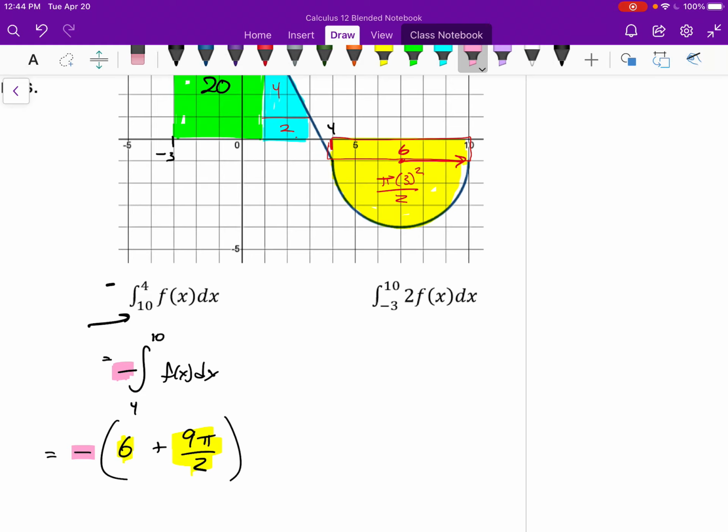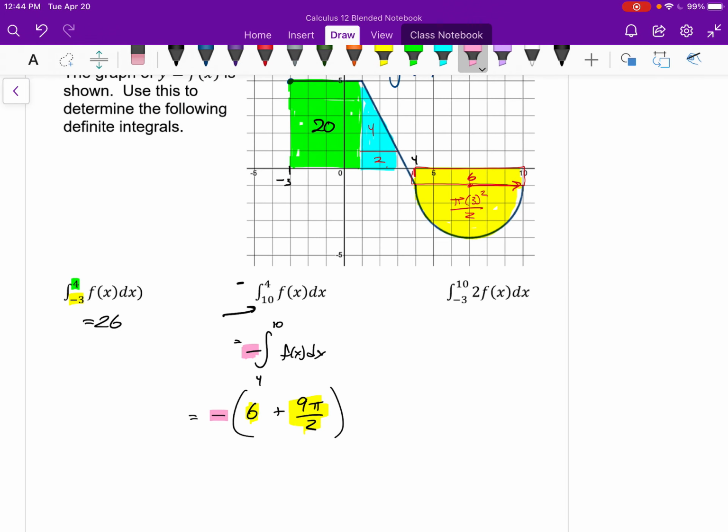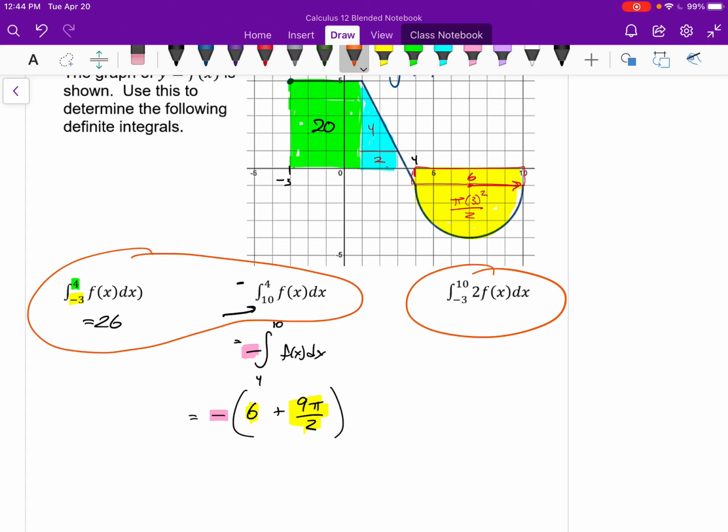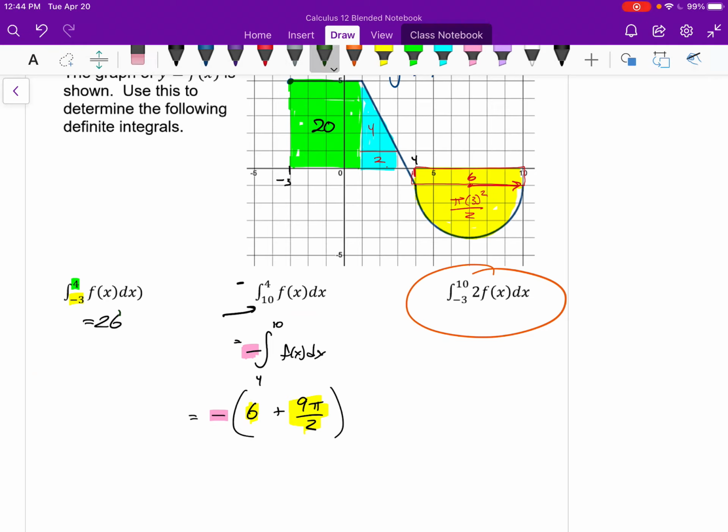All right, that leads me to the last one, which is from -3 to 10, which really at this point, keep in mind -3 to 10 is all of this put together, right? Or actually, I should say, take that back. It's all of this kind of put together. Because again, -3 to 4, I figured out was 26. 4 to 10, I figured out was just this part. And so -3 to 10 is all that put together.